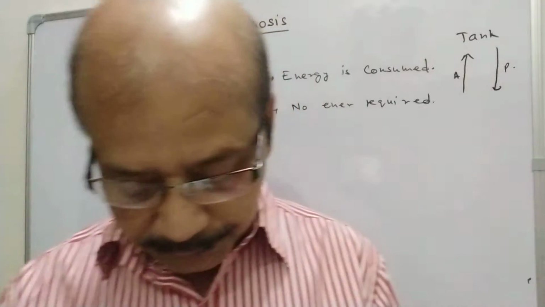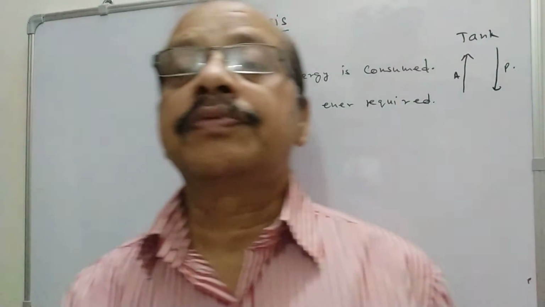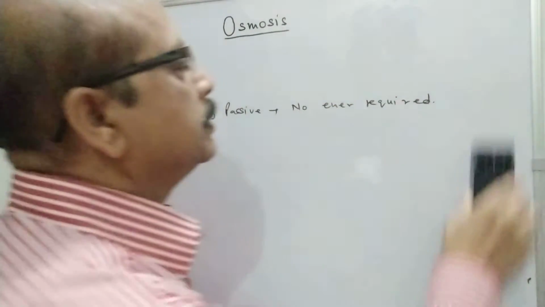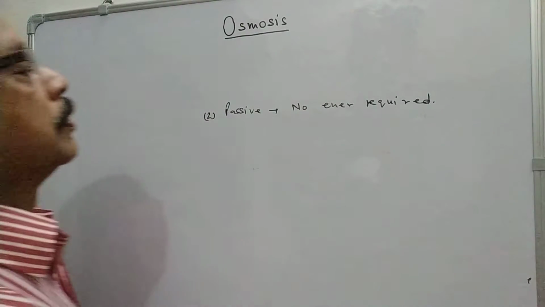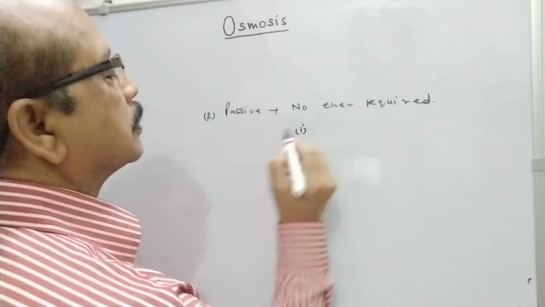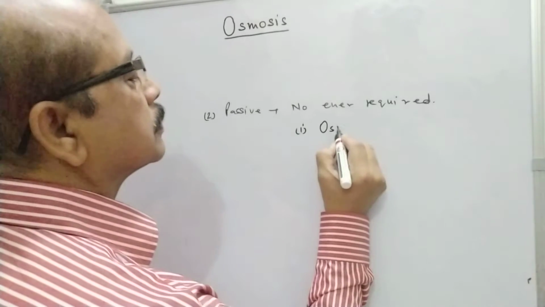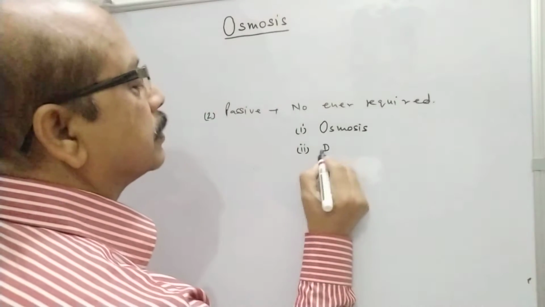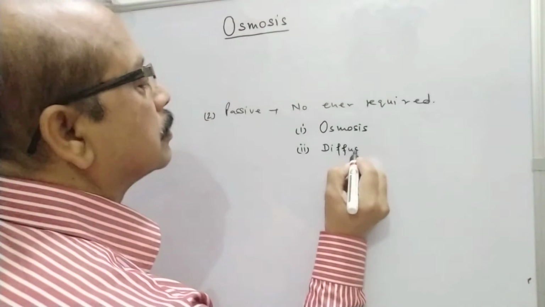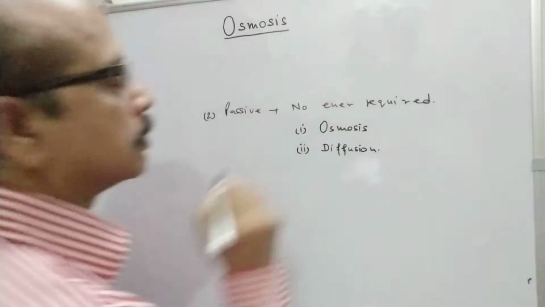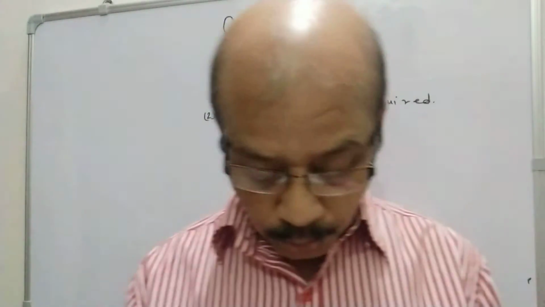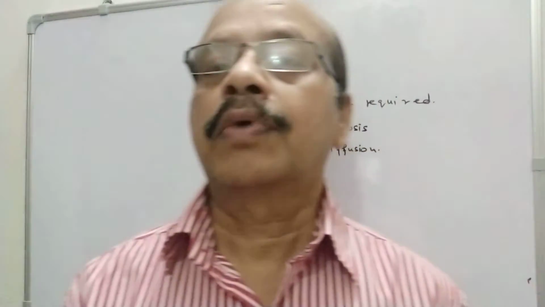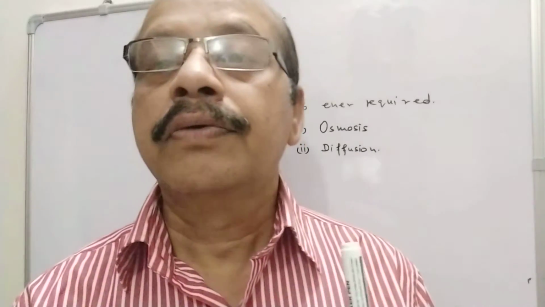Today we are going to discuss passive transport in living beings. These are of two types. First is osmosis and second is diffusion. So today we are going to study what is osmosis, how it takes place, and what are the conditions for this process.